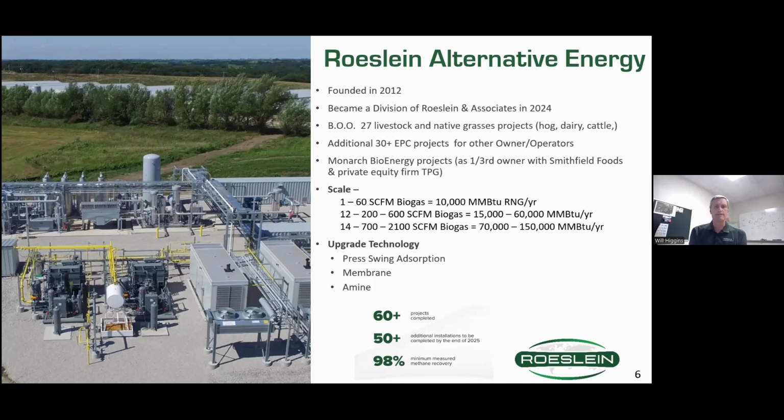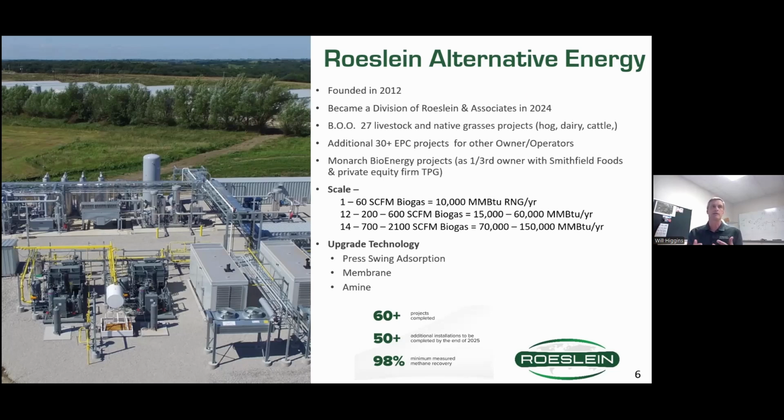So we currently have 27 sites operating. We have one site that's as small as 60 scfm, which produces about 10,000 MMBTUs of RNG per year, or 10,000 decatherms. And then we have 12 sites that are kind of mid-range, anywhere from 200 to 600 standard cubic feet per minute, and then another 14 sites that are larger.